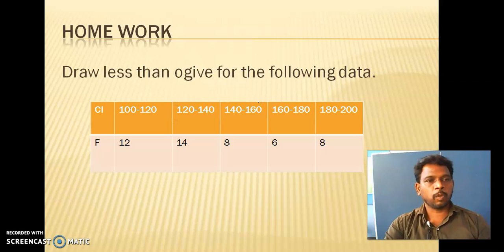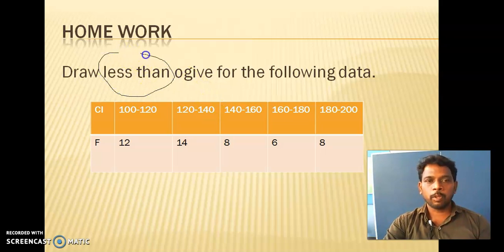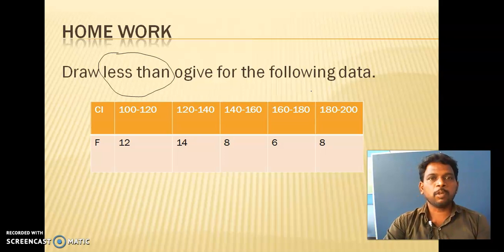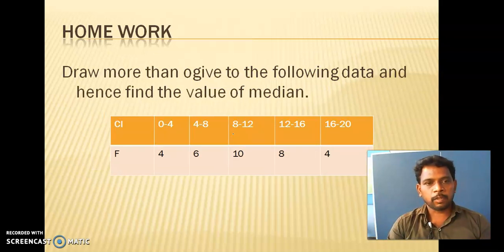Right. This is your homework. So that is one of your homework. That is, draw less than ogive for the following data. So the data is continuous data. It is enough to draw the less than ogive alone. No need to draw more than ogive. And also here they are not asking to find out the median value. Suppose if they are asking to find out the median value, we can draw the vertical and the horizontal lines. Otherwise, no need. And we'll look at the next question.